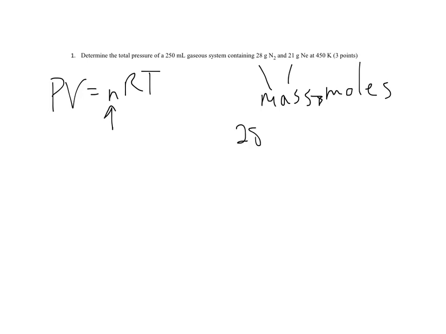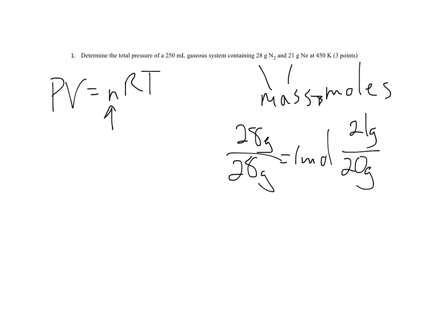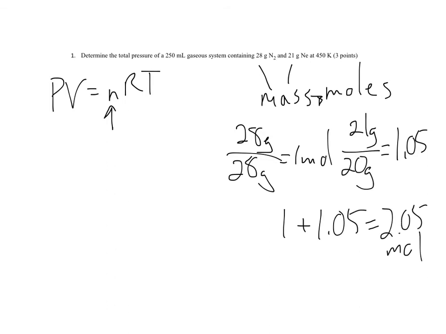So 28 grams of nitrogen gas has a mass of 28 grams per mole, so that's 1 mole. And then 21 grams of neon, which has a molar mass of 20, is 1.05 moles. So 1 plus 1.05 means we have 2.05 moles. Now we can come back over and use that answer in our ideal gas law.